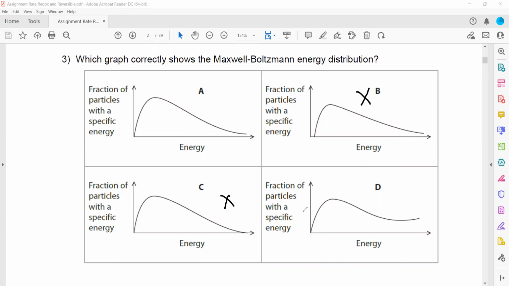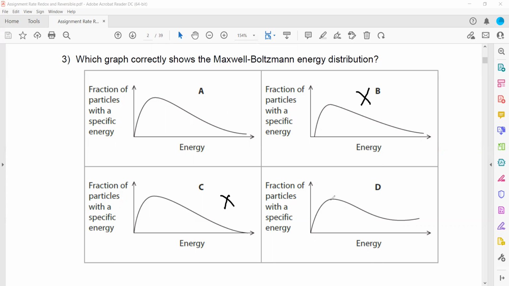So it should not touch the x-axis. So we are left with A and we are left with D. But what is happening from A to D? Basically, most of the particles will have average energy, the energy which is more or less the same for all particles, and few particles will have energy more than the activation or the higher energy. So when we check option A and option D, in option D, what is happening?